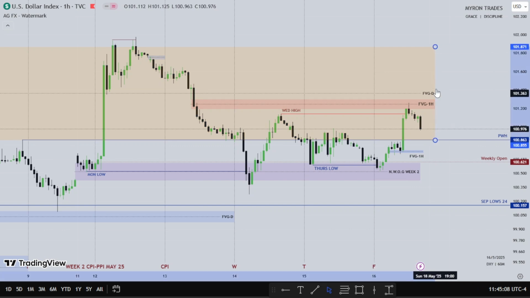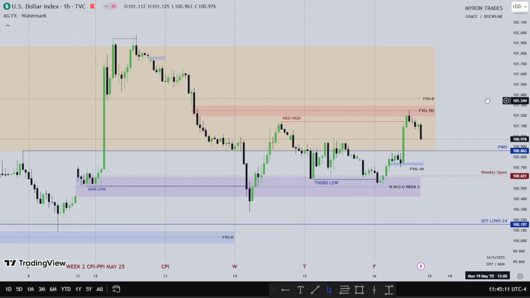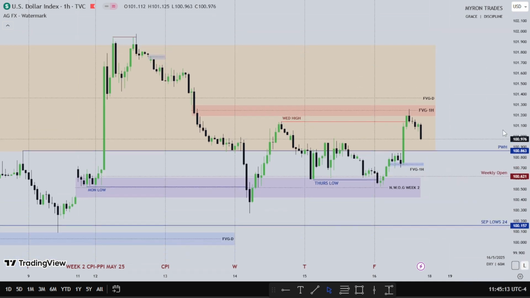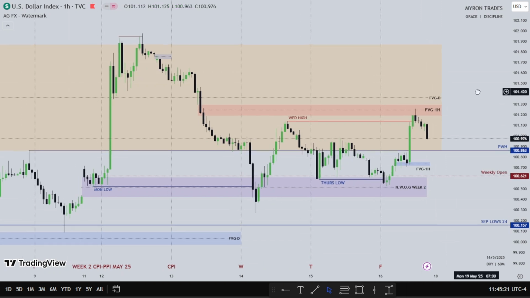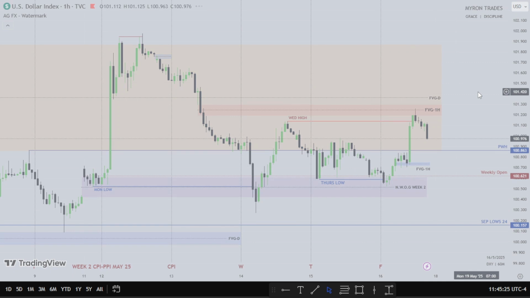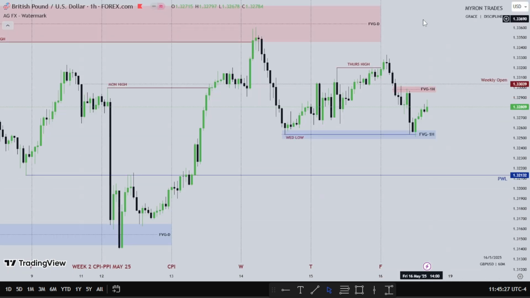So that's about that for the dollar. So for the new week, I want to see what the dollar will do with this fair value gap, if we're going to go for the previous week high or maybe the previous week low, we'll see. What's the next asset I should go on next? Okay, this is the pound. Let me speak on the pound.